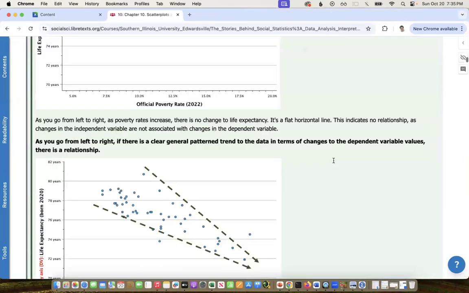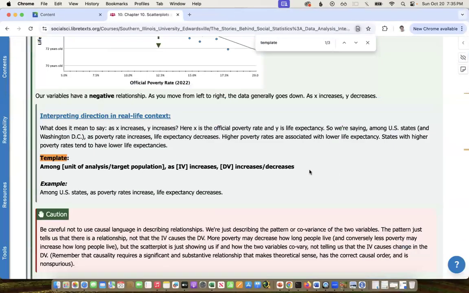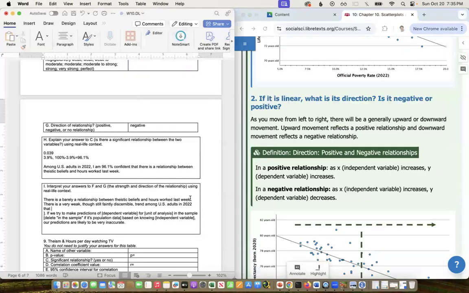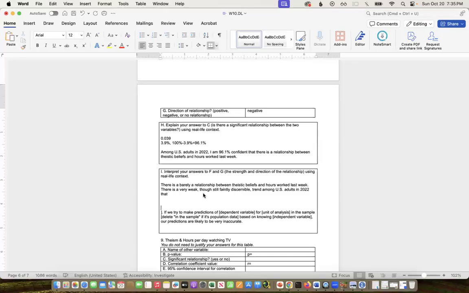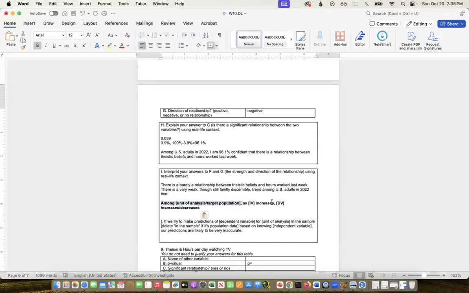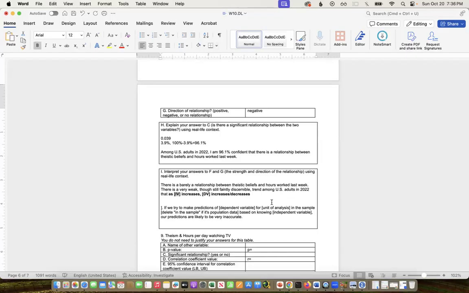So again, if we go back to that original template for direction, we already are saying in this what our target population is, so we don't need that again, but right, as theism increases, as people get more theistic, and this is going to be decrease, it's negative, right? So hours worked last week decreases. So people worked fewer hours last week.